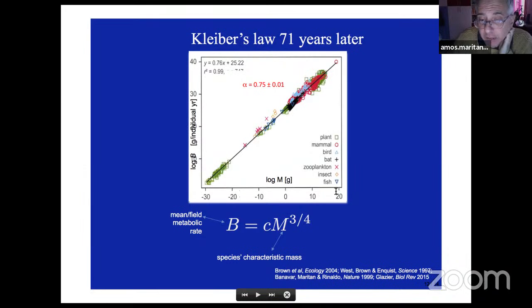Otherwise, here there are too many orders. Anyway, in log 10, it is about 18 orders, 1/8. And the slope is well approximated by 3/4. And here you see plants, mammal, bird, bat, zooplankton, insect, fish. Apart from some local deviations that you can see sometimes, overall the trend is well captured by the 3/4, like I was saying.